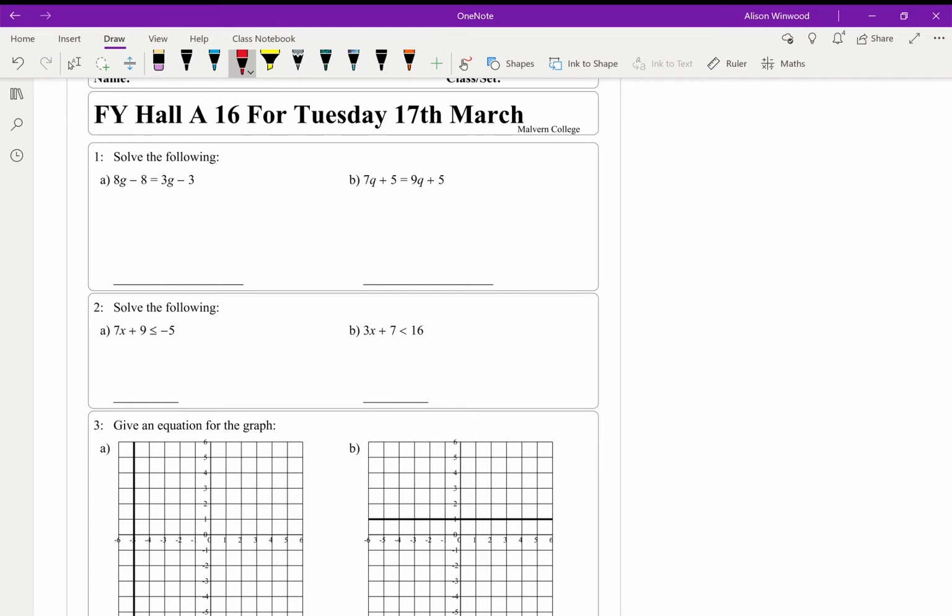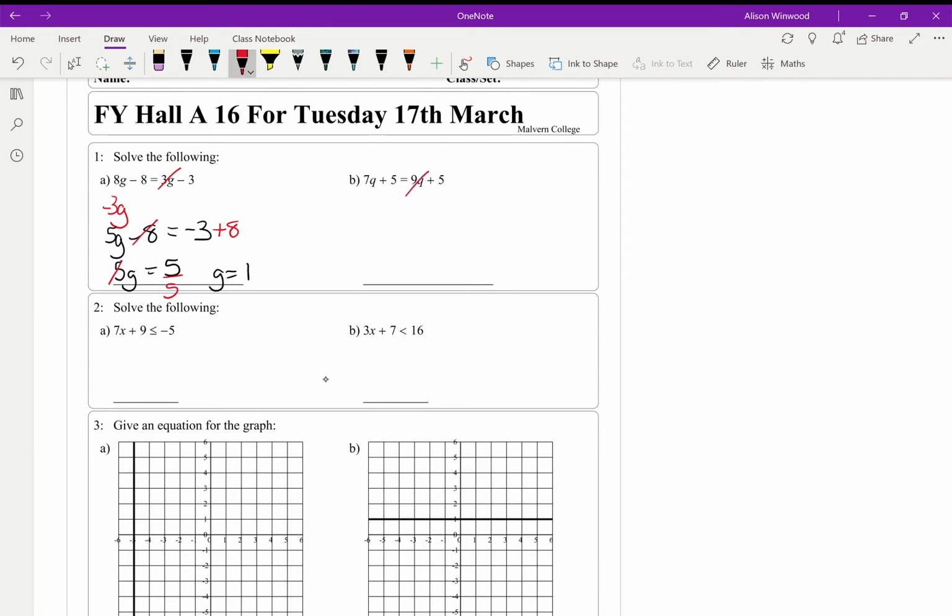To solve equations with a letter on both sides of the equals sign, we start by moving all the letters across. I'm going to subtract 3g from both sides to give me 5g - 8 = -3. Then the opposite of subtract 8 is to add 8, which gives me 5g = 5, and then dividing by 5 ends up with g = 1.